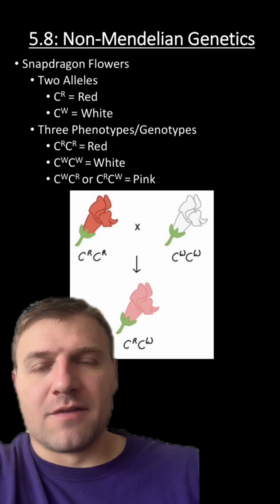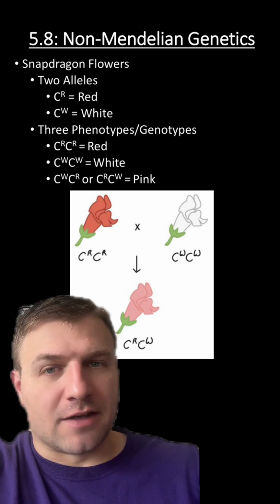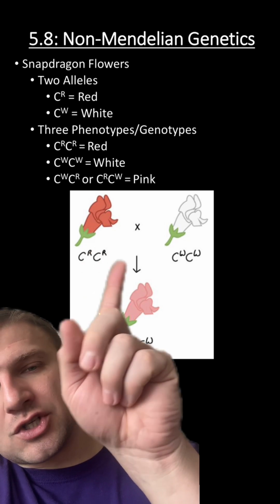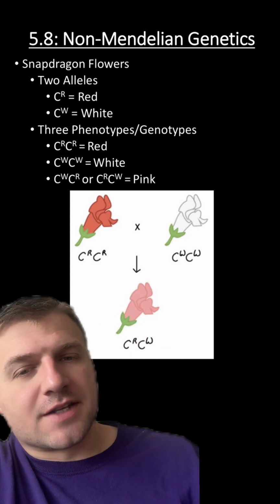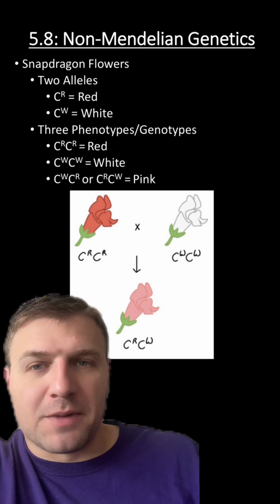An example of incomplete dominance is snapdragon flowers, where we have a red version and a white version, but the middle or the heterozygous version here is a mix of the red and white, which makes pink.